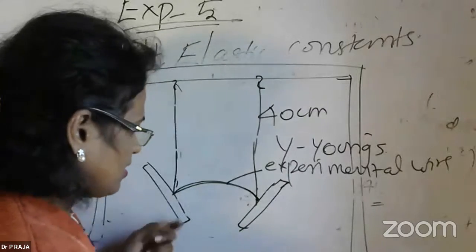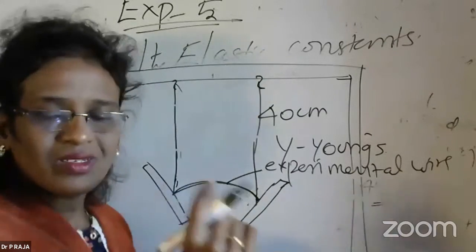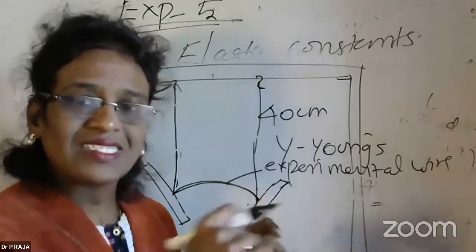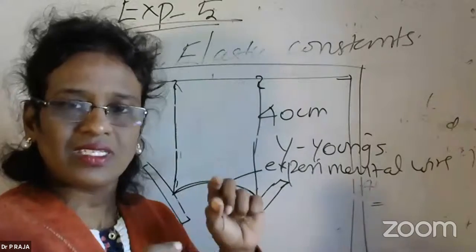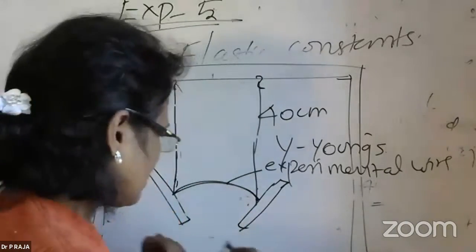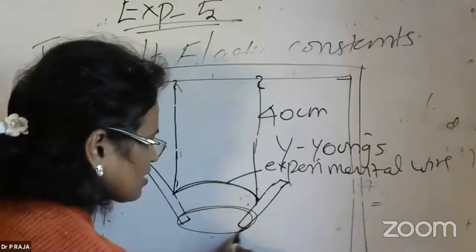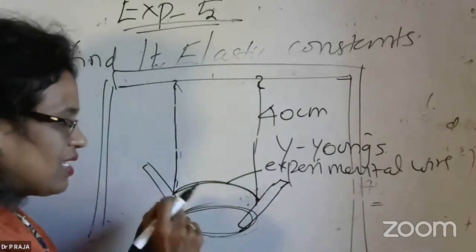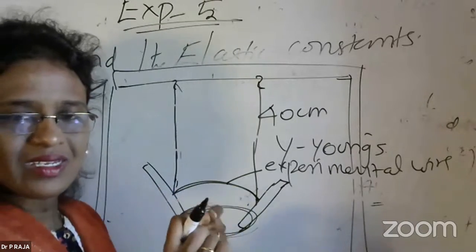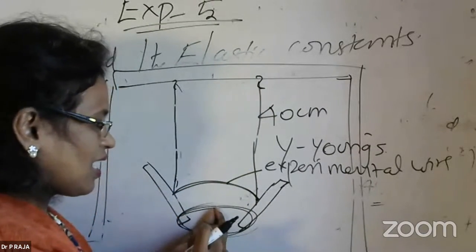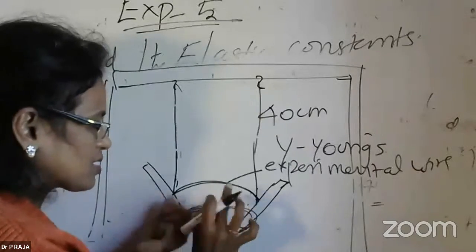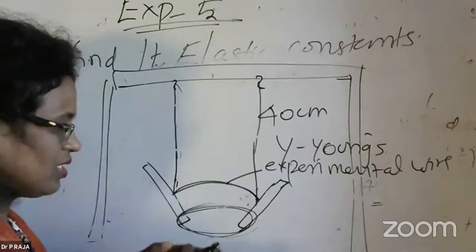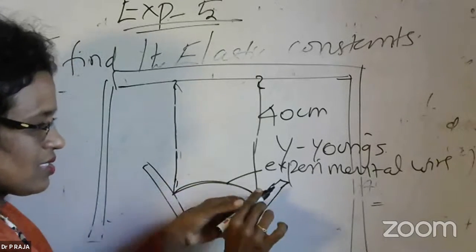Then you will use a small thin thread, the stitching thread, the threads which are used for stitching purposes. Using that, you will wind it up like this and tie both together. Then use a matchstick or a candle, light it and allow it to burn the thread. Once it starts burning, both will start twisting like this.